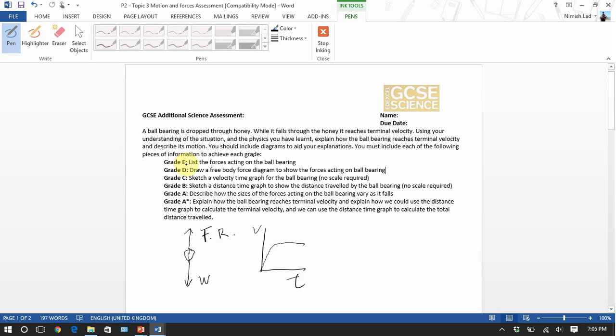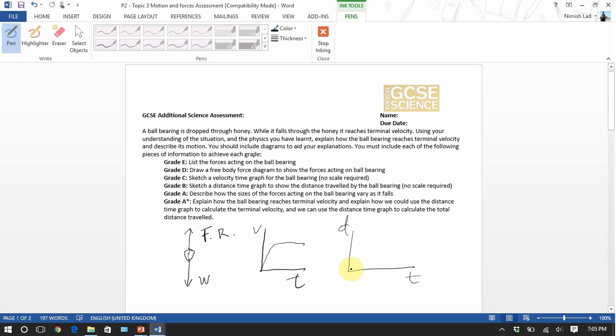So we've done grade E, D and C. Sketch a distance time graph to show the distance travelled by the ball bearing. Again, no scale required. This is trickier. Reflecting on the sheet that I've made, I'd probably say this is slightly harder than a grade B. You've got to think carefully about what's happening.